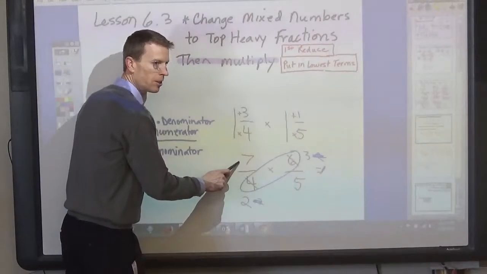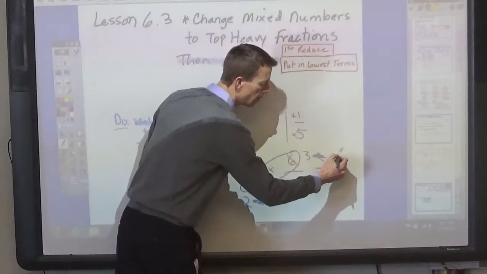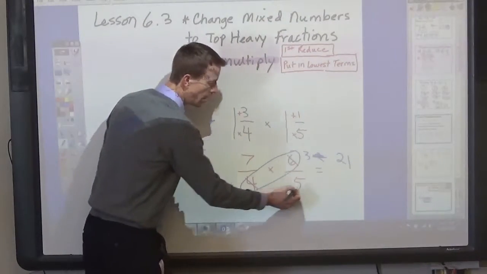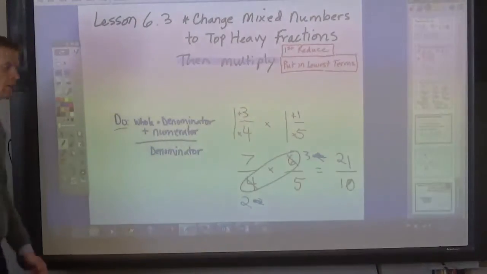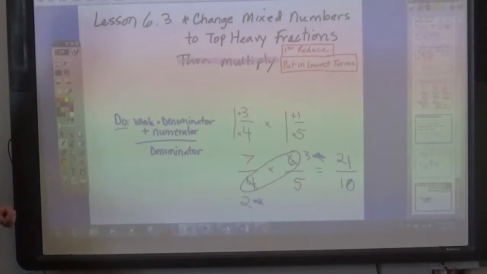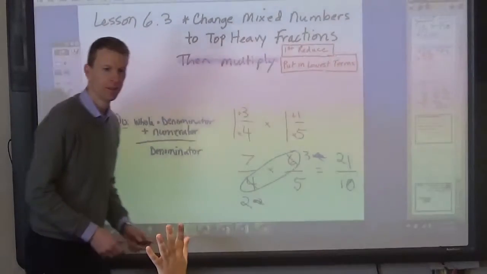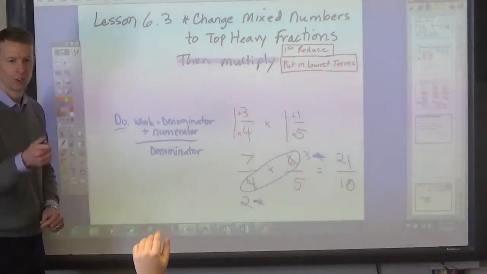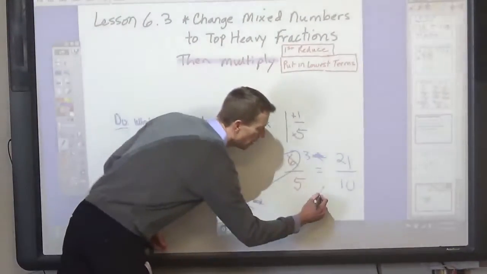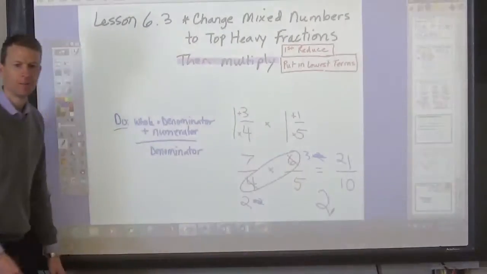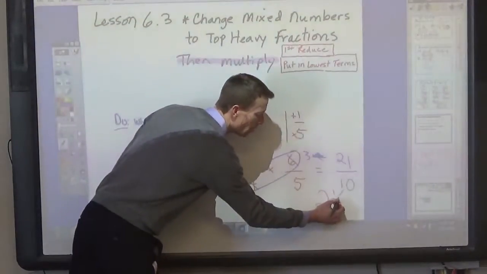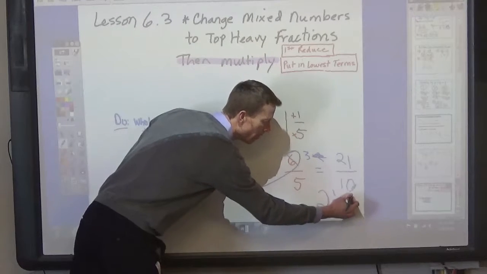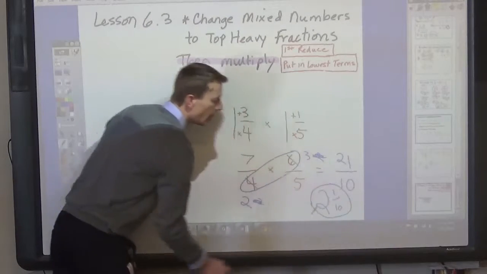Okay? And then multiplying across. Multiply the top numbers. 7 times 3, class? 21. 2 times 5? 10. And then we have to change it back to a mixed number. How many times does 10 go into 21? Twice. What would the remainder be? 1. So put the remainder back over the divisor, and you've got your mixed number.